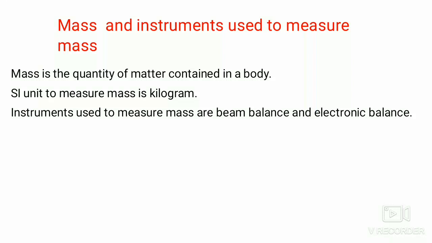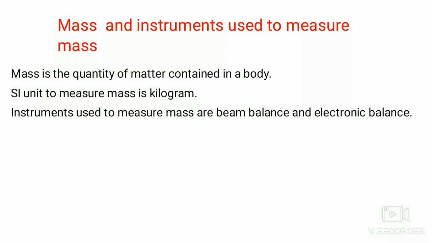Let us come to the instrument used to measure mass. Mass is usually measured by appropriate balances. Some of the commonly used balances are the beam balance and the electronic balance. The beam balance has a horizontal beam supported at its center. Two identical pans of equal weight are suspended at equal distance from the center of the beam. This beam should be horizontal when the pans are empty and balanced.